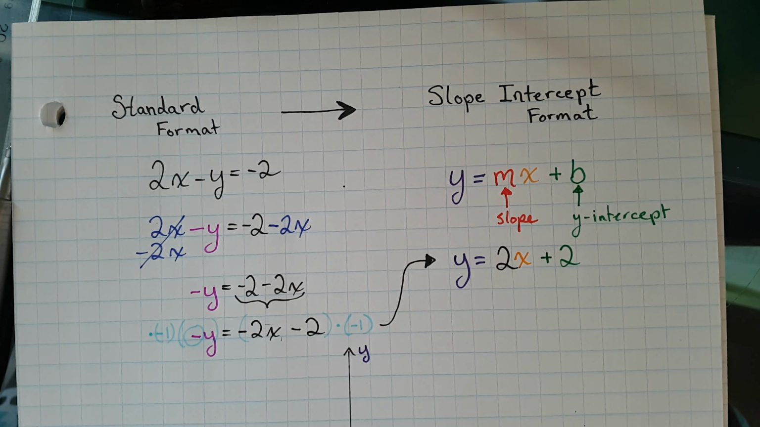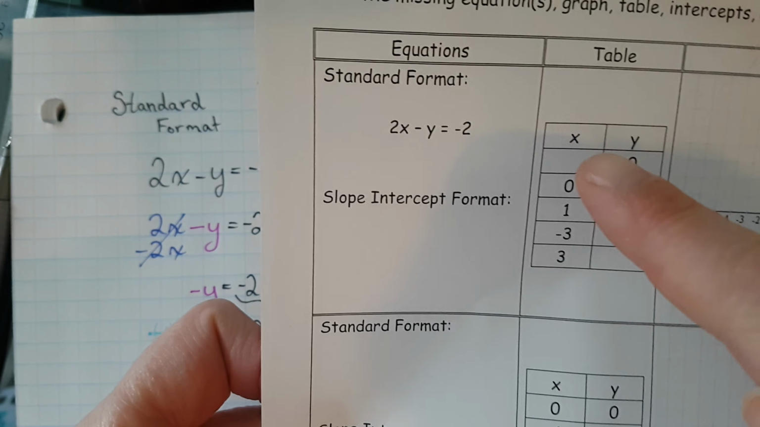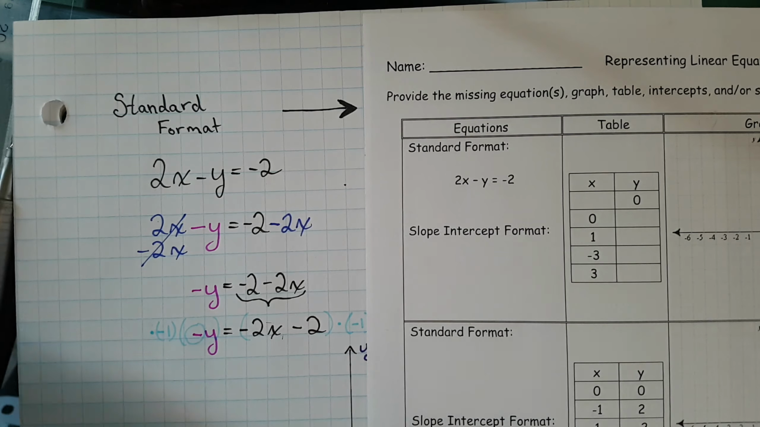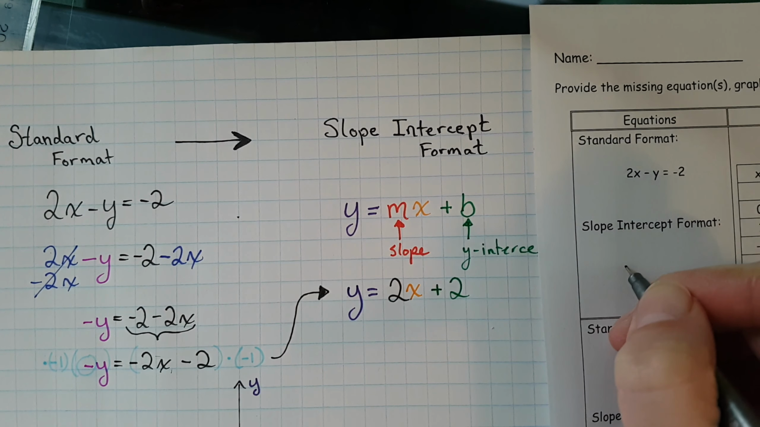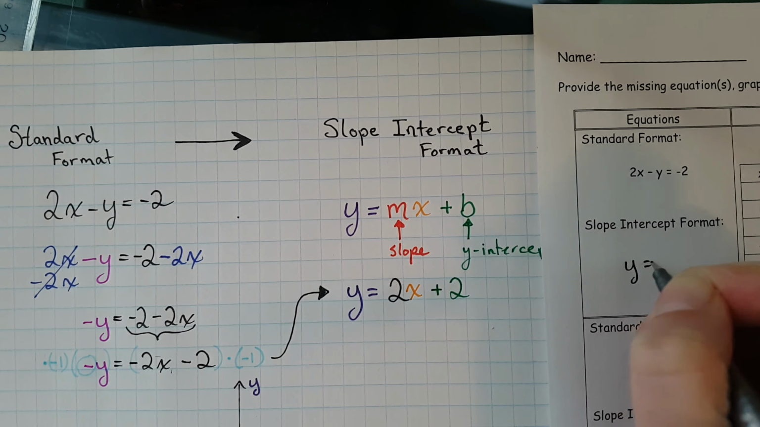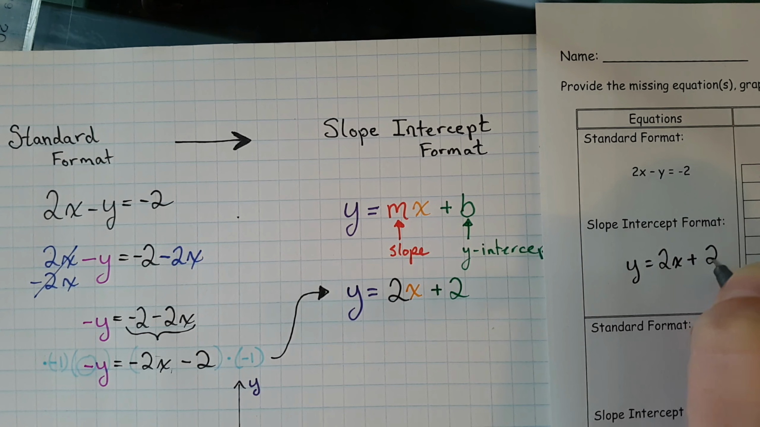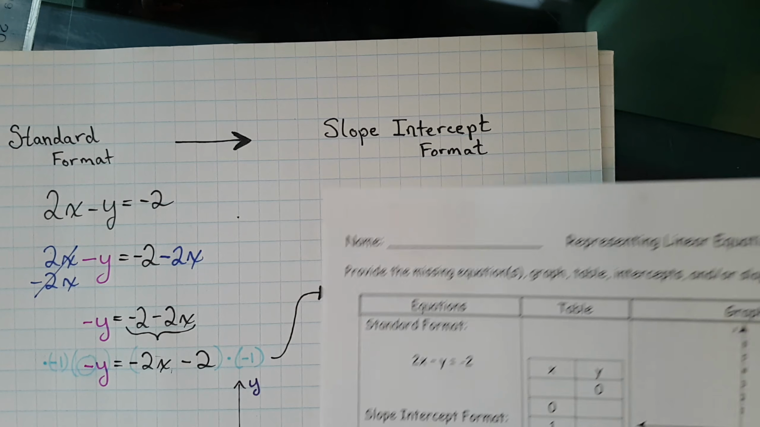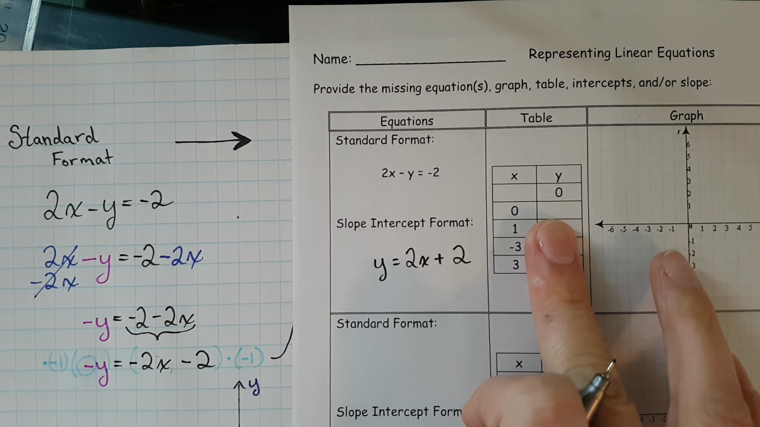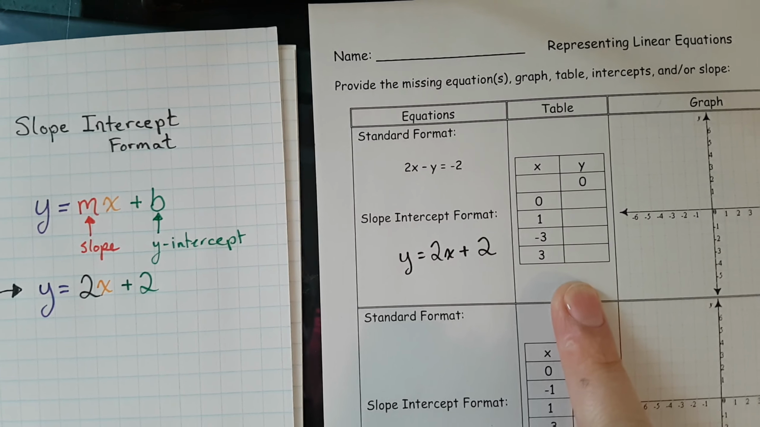That's that first part. That's going from standard form to slope-intercept form. That's going from here to here. So then I would write in this part here the answer I just found, which would be y is equal to 2x plus 2. Okay? Now I go on to my table of values. Easiest way to do the table of values is right in here.